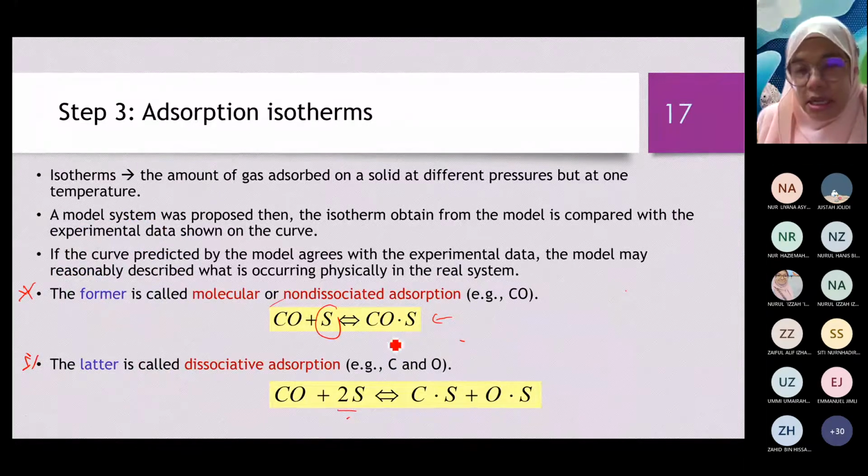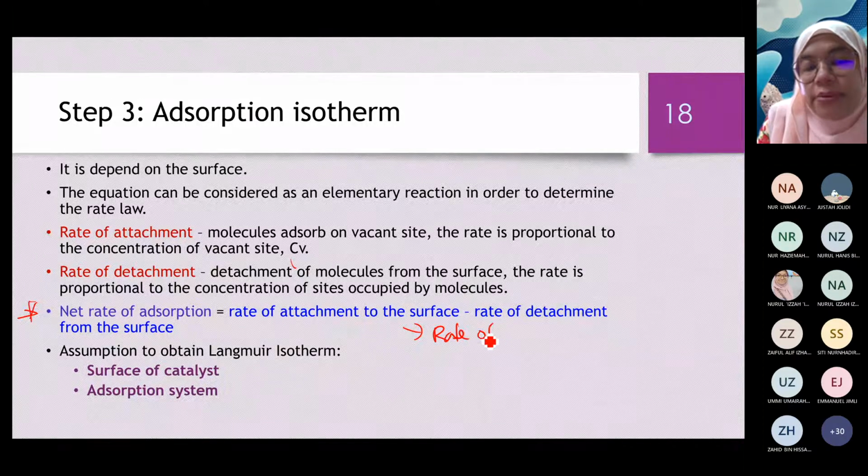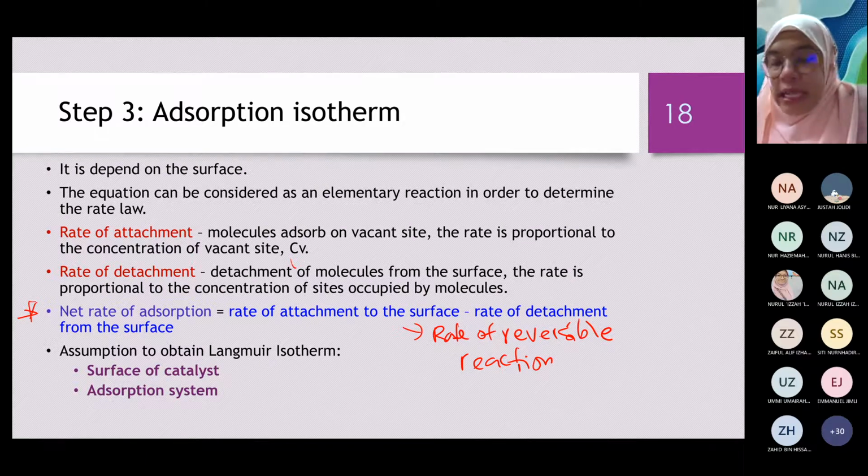But okay, if you look at this stoichiometry equation, there should be no problem because the reaction is a reversible reaction. So you should know how to write the rate law equation for a reversible reaction. You have learned it in CHE502, Reaction Engineering 1. So there should be no problem for you to write the rate law equation when the reaction is reversible. Okay, then the assumptions to obtain the Langmuir isotherm, surface of catalyst and the adsorption system. Okay, so for the net rate, it is the rate of a reversible reaction. So there is no problem here. Everyone can do this because everyone has passed Reaction Engineering 1. So you should know how to write the rate of a reversible reaction.